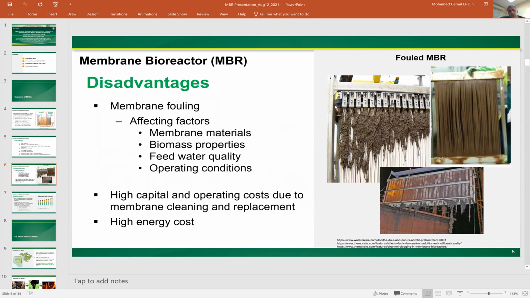And other disadvantages include high capital and operating costs because of the membrane material. To change the membrane, to start, the capital cost will be high compared to conventional treatment systems, but also not only the capital cost, the operating and maintenance costs pertaining to these systems. And of course, as everybody knows, high energy requirements for such systems.